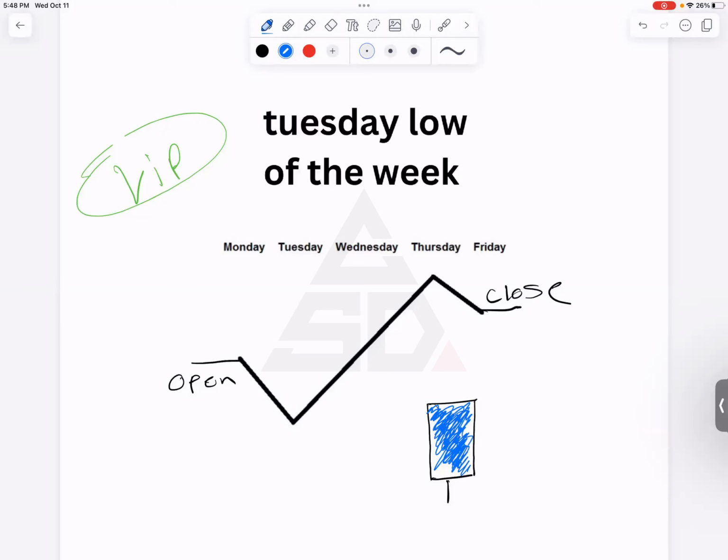So that being said, that's all you need to take from this. Tuesday, low of the week. That's it. We identified how it can be manipulated with liquidity, and we identified the actual candle closure of what it is.